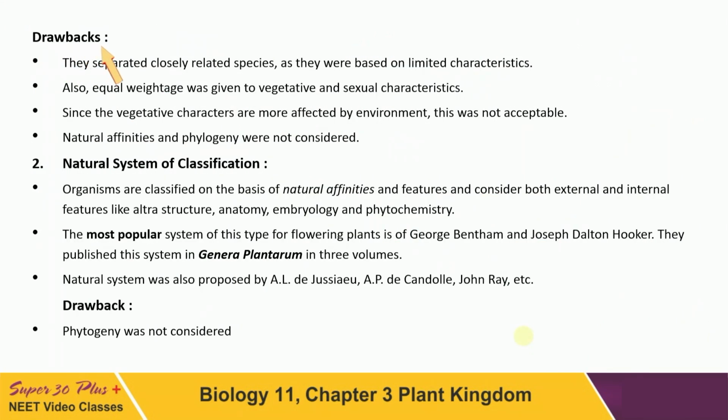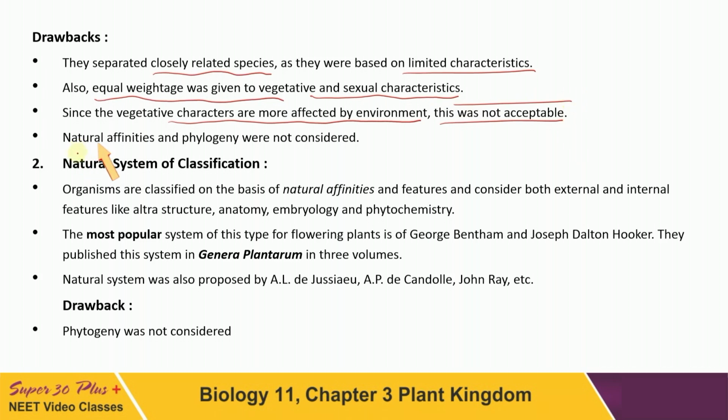What are the drawbacks of artificial system of classification? You see, they separated closely related species. Why? Because it was based on limited characters. Equal weightage was given to vegetative and sexual characters, which should not be, since vegetative characters are more affected by environment, and that's why this system was discarded, was not accepted. And natural affinities and phylogeny were not considered. So these are some of the important drawbacks.